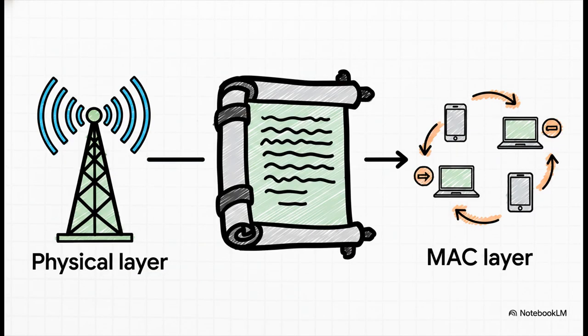Okay, and this is the most important part. If WLAN is the general idea, then IEEE 802.11 is the specific official rulebook that actually is Wi-Fi. It's the universal language that every single Wi-Fi device in the world agrees to speak. It defines everything, from the physical radio signals all the way up to how devices politely share the airwaves.